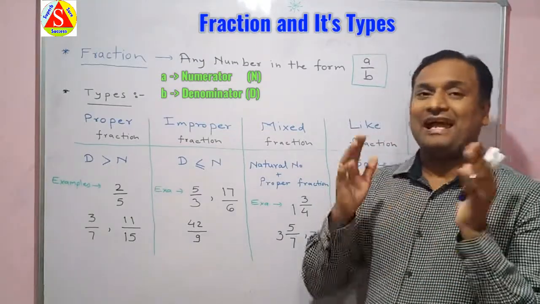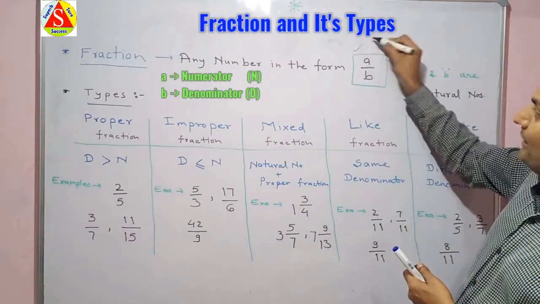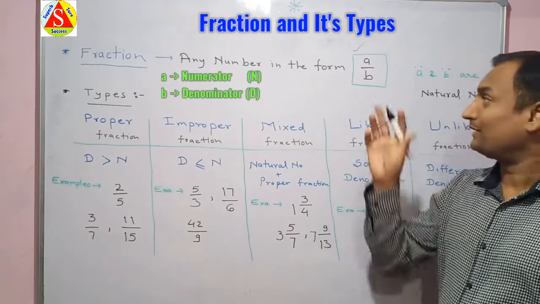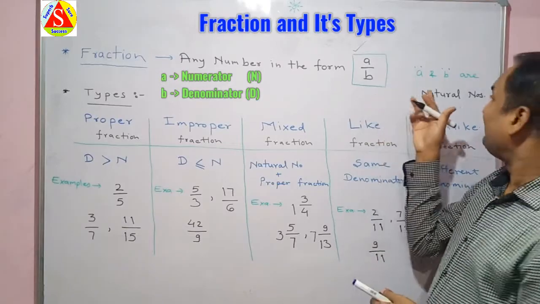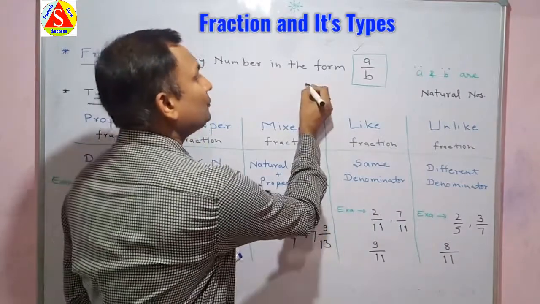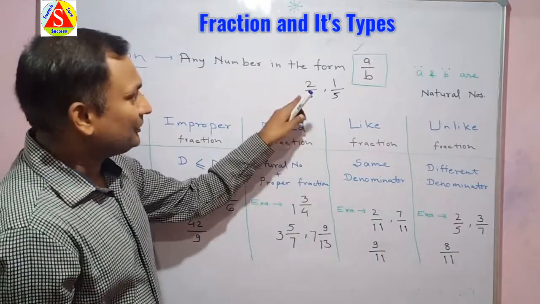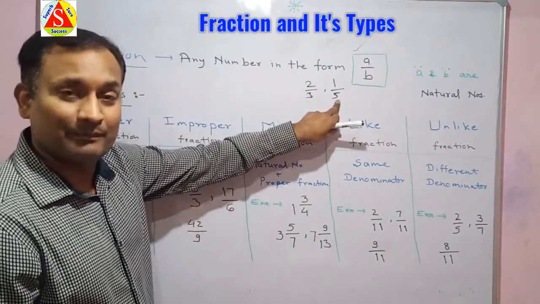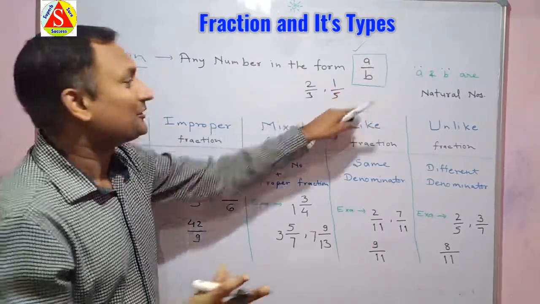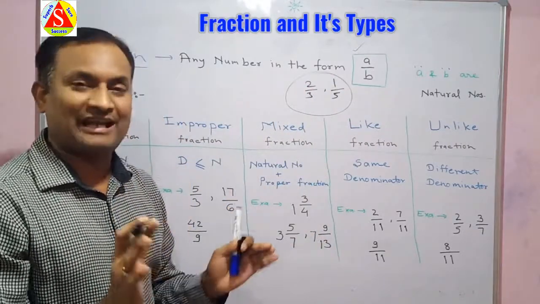So dear students, any number which is in the form of a by b or a upon b is known as the fraction. Here a and b are any natural numbers. For example, 2 by 3 or 1 by 5. You can see these two numbers are in the form of a upon b or a by b, so here we will call these two terms a fractional term or fraction.